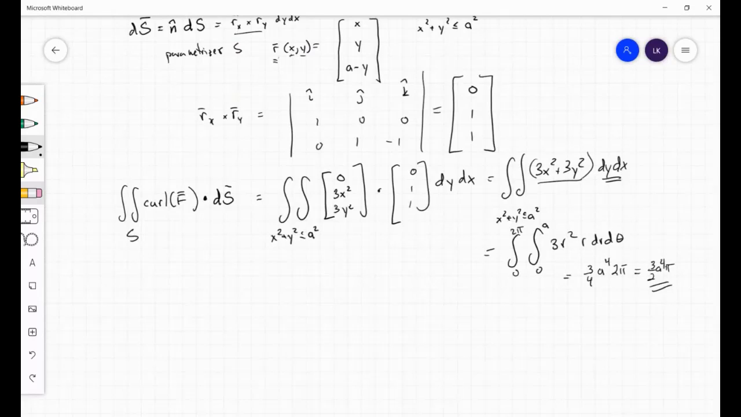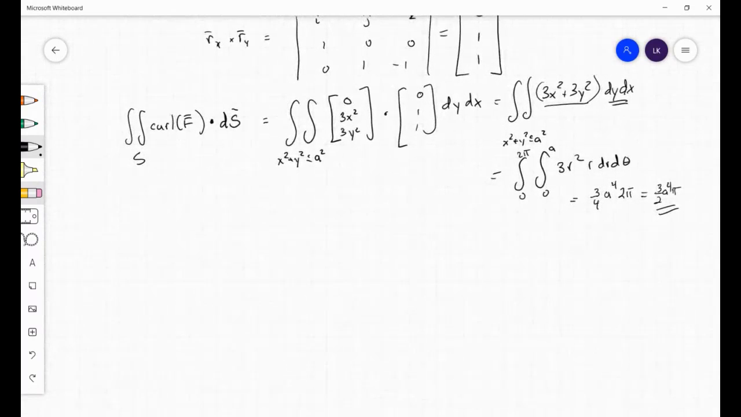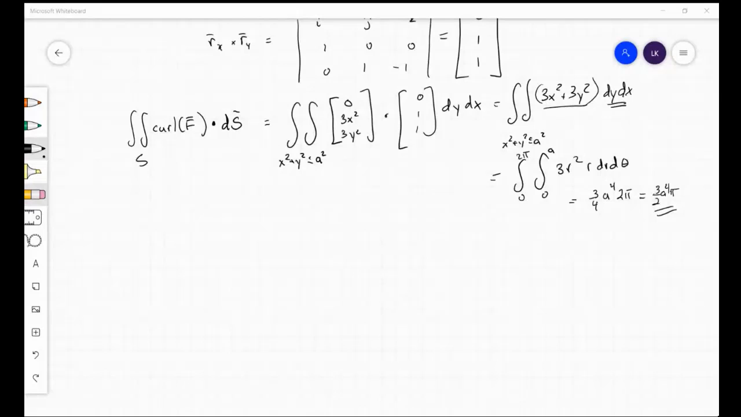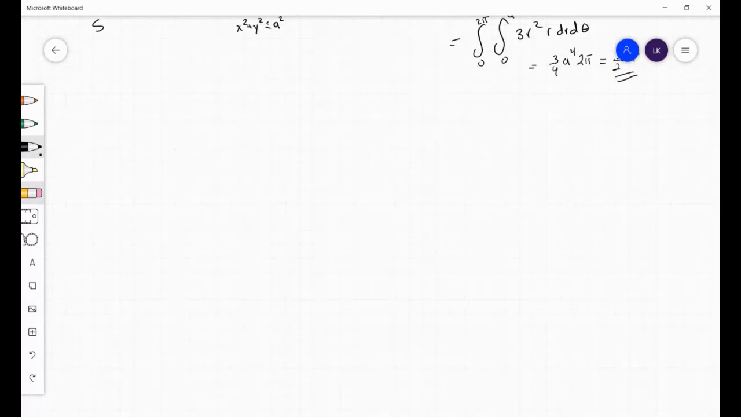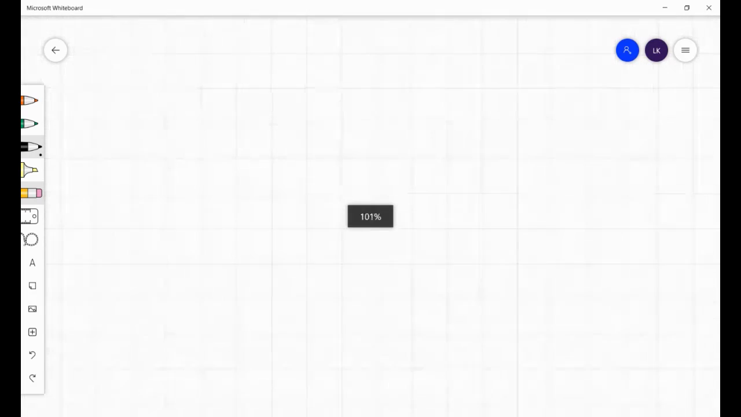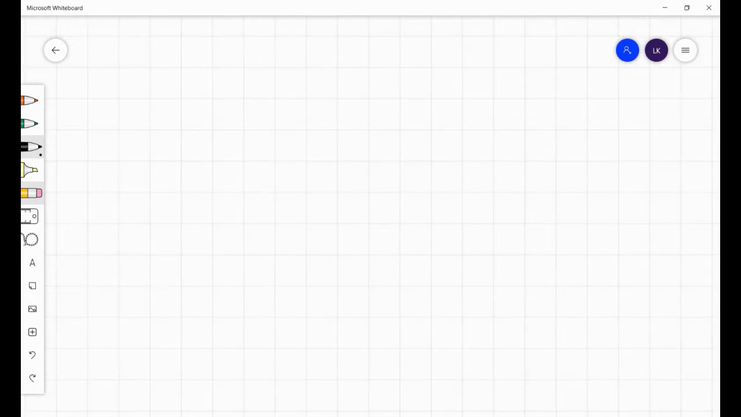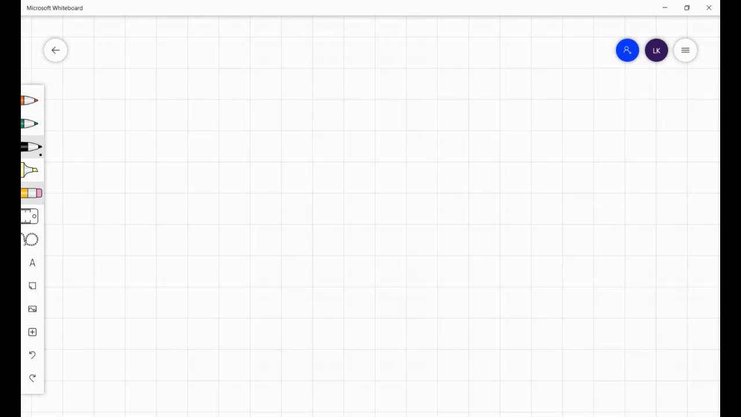All right, so what's after Stokes' theorem? What's another big fundamental theorem of calculus? Let's see. I guess divergence theorem? Okay. So we can look at divergence theorem. Let me just clear this out. Okay, so divergence theorem.